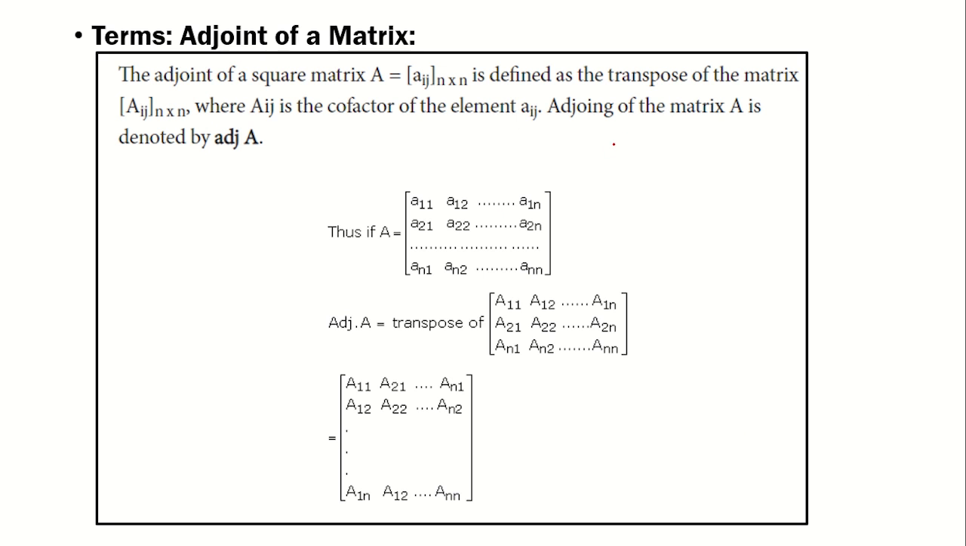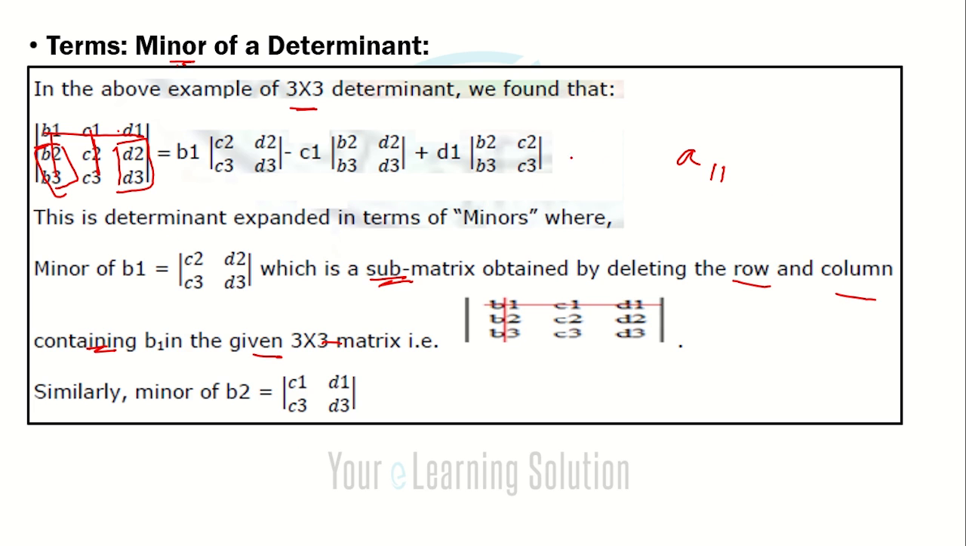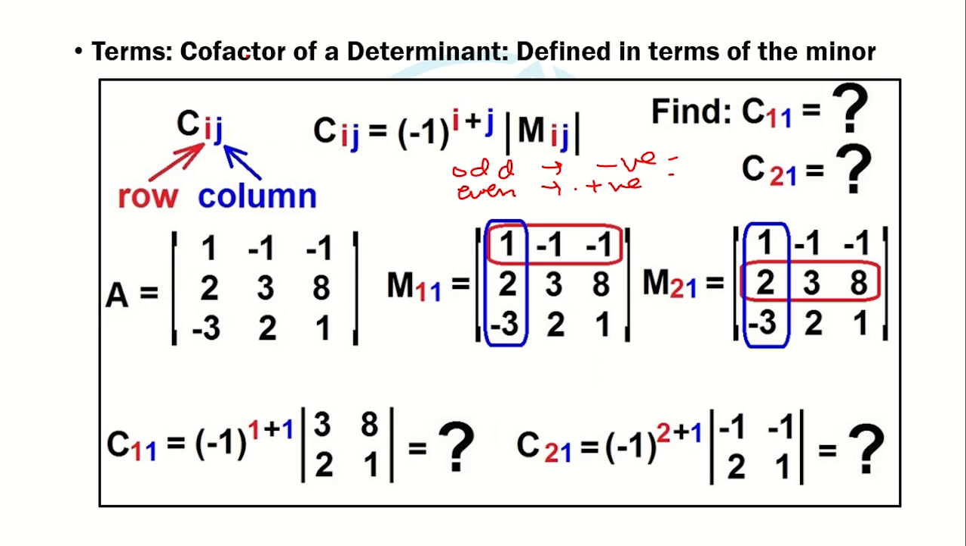Okay, now the next term that comes in is the adjoint of the matrix. The adjoint of the matrix is actually the transpose of the matrix where Aij is the cofactor of the element aij. So understand what is happening here. You first calculate the minors of the determinant, or the minors in general. After you calculate the minors, you assign them signs depending upon the value of i plus j. So then you have the cofactors.